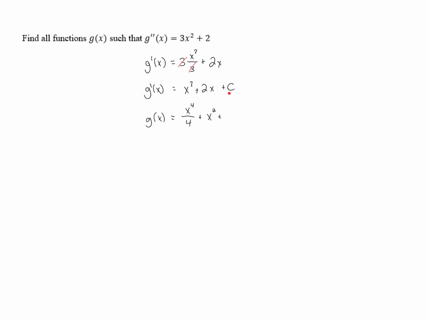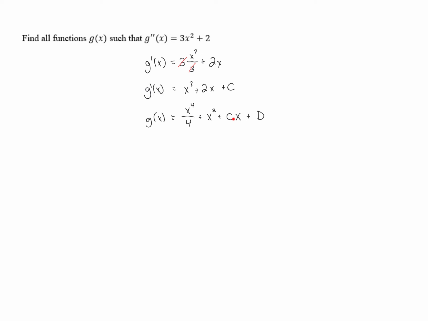Plus, now here's an interesting thing. We need the antiderivative of this constant. But we saw earlier the antiderivative of a constant is just that constant times x. So the antiderivative of c is going to be cx. And then plus, we are taking an antiderivative. We need a constant, but we can't call it c because we've already used c. So let's use d for another constant.